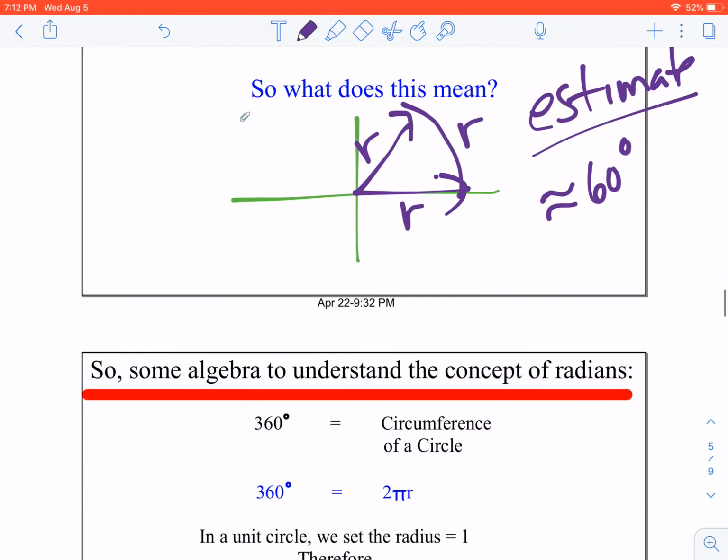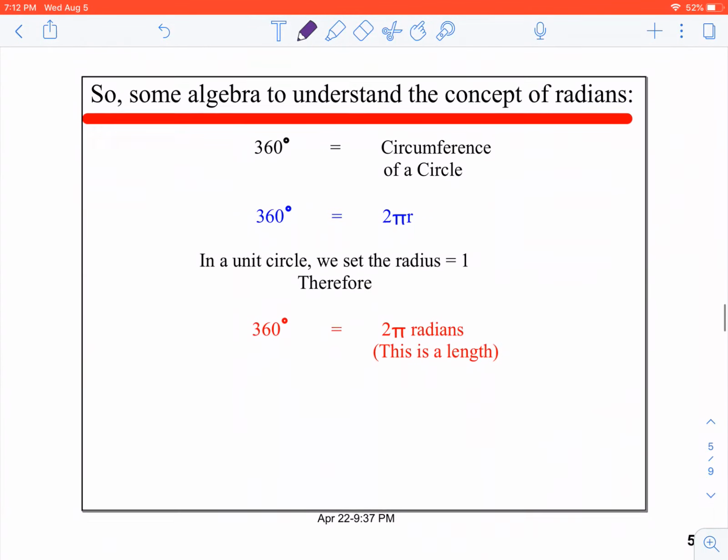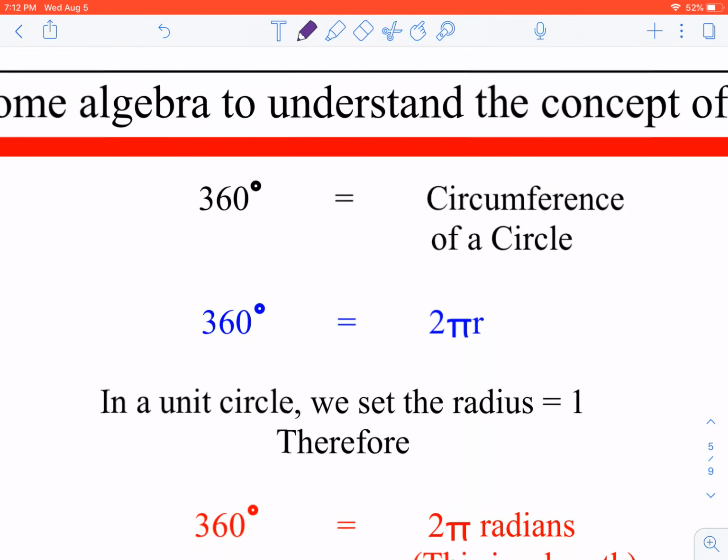All right, so here is some algebra to understand the concept of radians. We know that there's 360 degrees in the circumference of a circle if we want to measure in degrees. We also know the formula for circumference is 2 pi r. We're going to be talking about the unit circle.